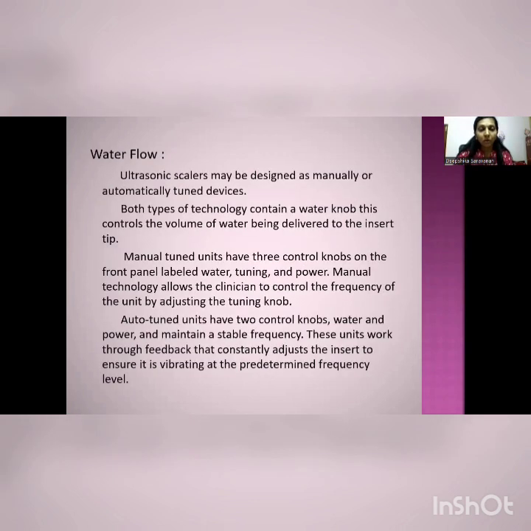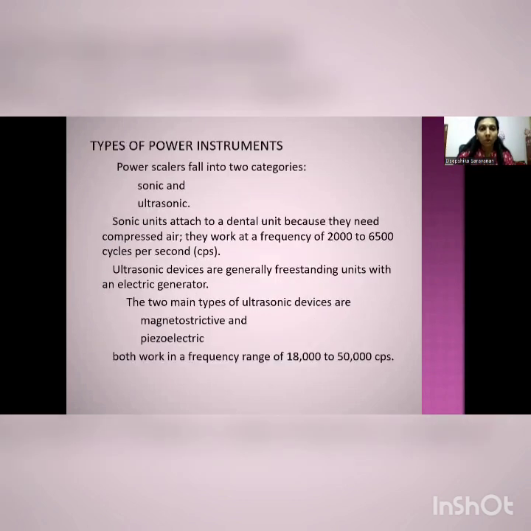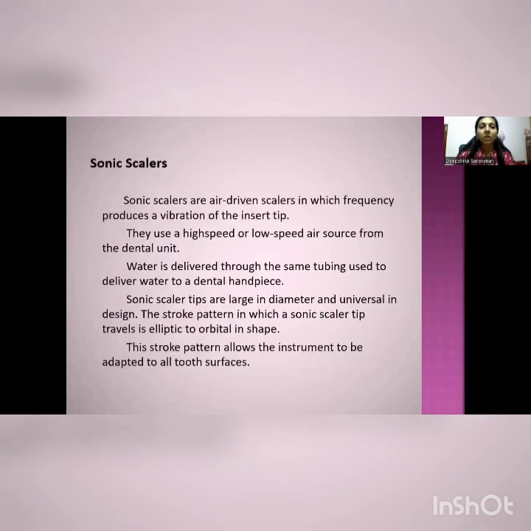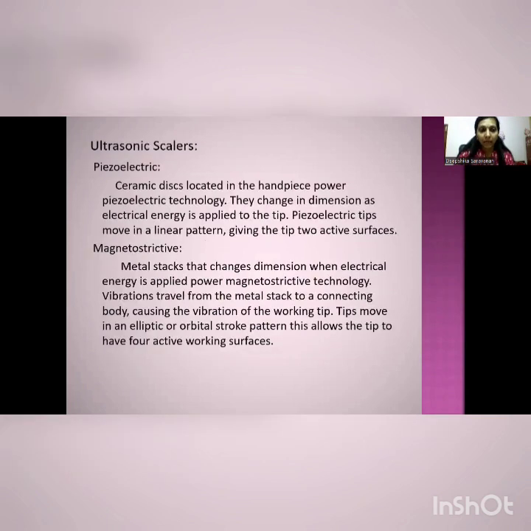So generally water is always directed, and there are 3 knobs which could control the movement of water. Sonic and ultrasonic, as we've already seen. The ultrasonic further magnetostrictive and piezoelectric. So sonic they are high speed, low speed. Water is delivered through the same tubing and allows it to be adapted.